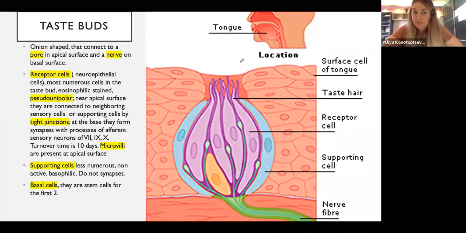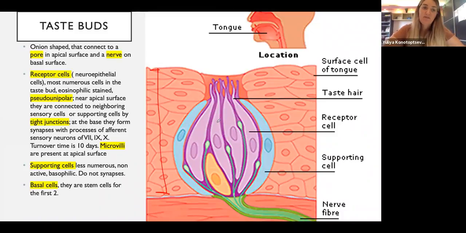Okay, let's talk about taste buds. So this structure right here is a taste bud. This is the epithelium, right? As you can see, the taste bud is within the epithelium. What is its shape? Very important, onion shape. You see this particular word, you know that they're talking about taste buds. There are three types of cells which are present in the taste bud. We have the receptor cells, supporting cells, and basal cells.